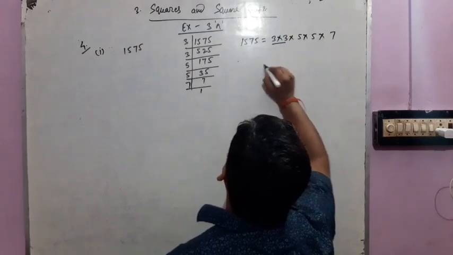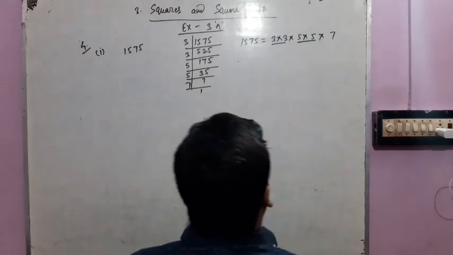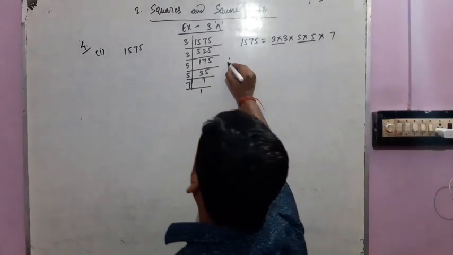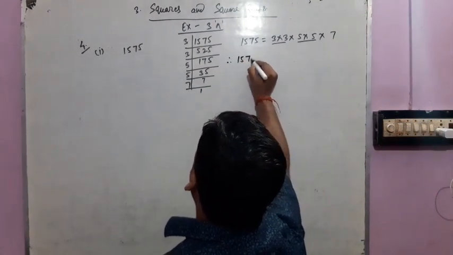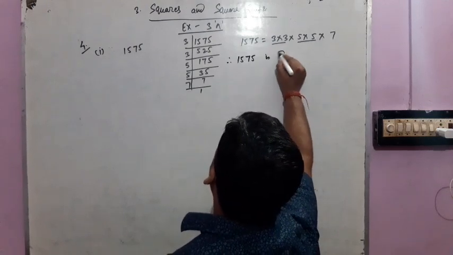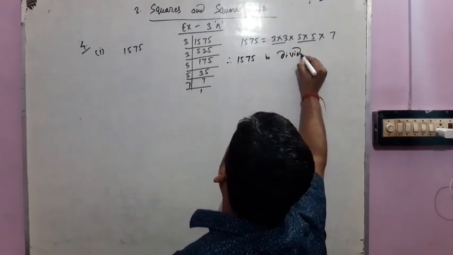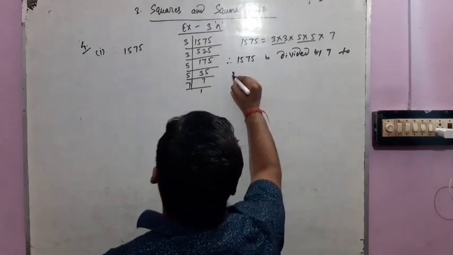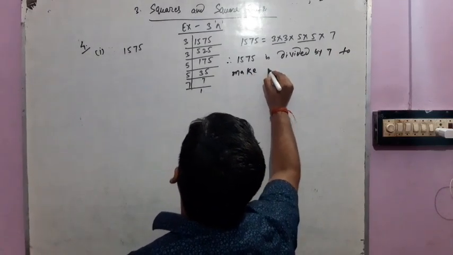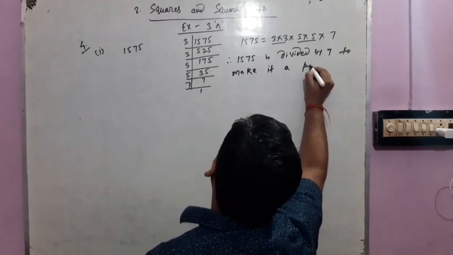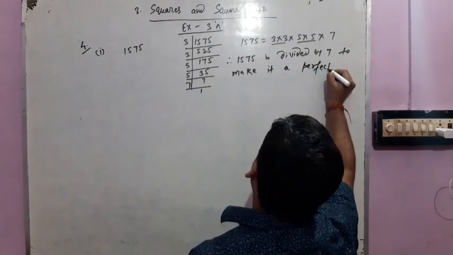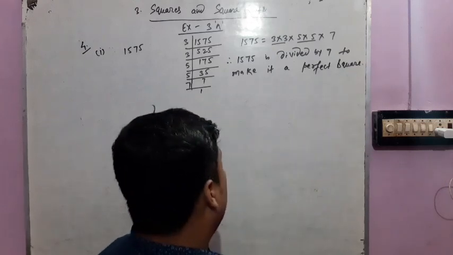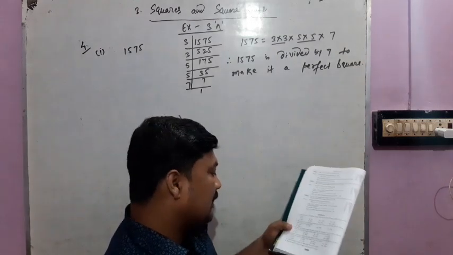Now here the pair of 3 is possible, here the pair of 5 is possible. The pair of which number is not completed here? 7. Therefore 1575 is divided by 7 to make it a perfect square.